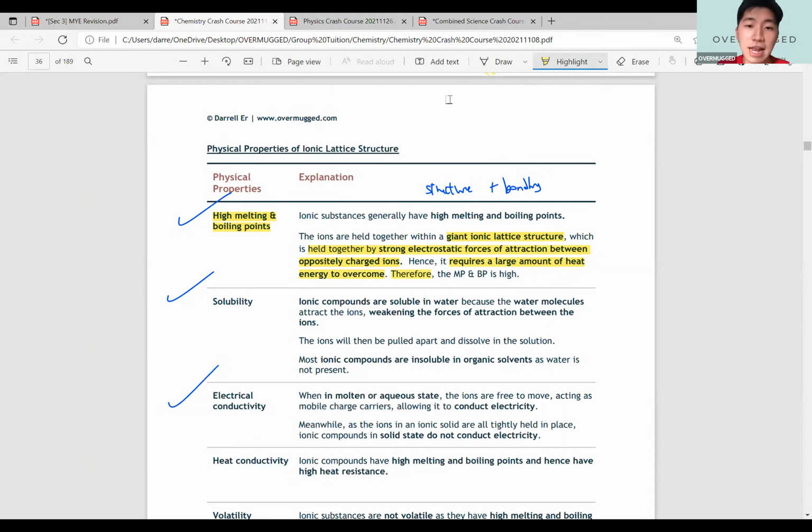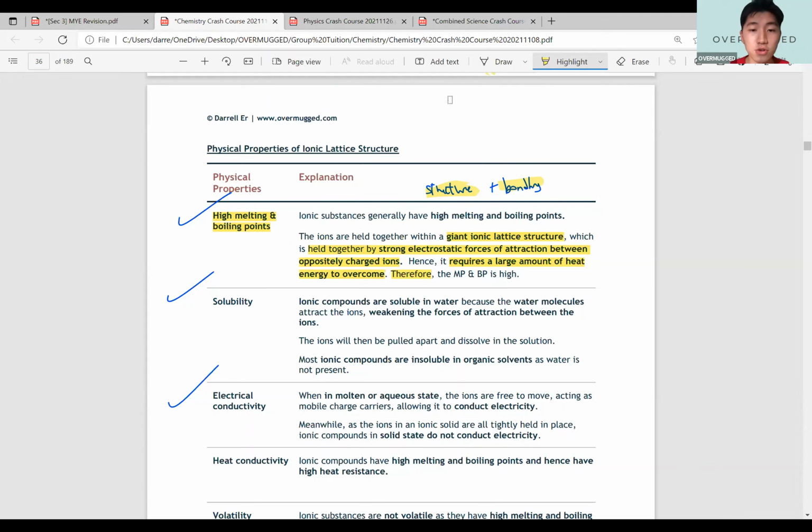So whatever I've highlighted here is what we call the keywords and the important answering technique. At its core, I need you to remember we always discuss in terms of the structure, and then we mention the bonding. Then you relate it back to the high melting boiling point by talking about, I require a large amount of heat energy to overcome.